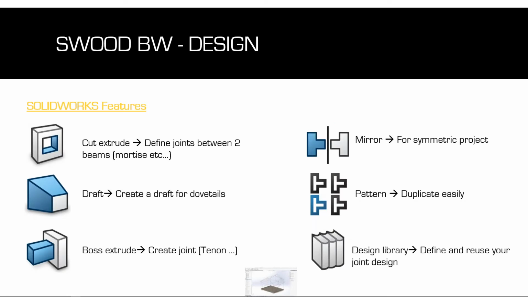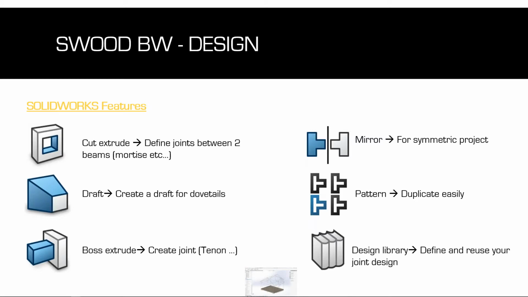Then the cut extrude to define a joint between 2 beams, a mortise or these kinds of things, or to create a cut, for instance, on the floors if you want to have some stairs. This is what we'll see in the video after. Then you could use as well the draft feature to be able to create a draft for dovetails. Some dovetails are drafted, so it's always easy to use this feature for that. Boss extrude as well to create a joint, the tenons that will go with the mortise. Mirror as well to do symmetric projects.